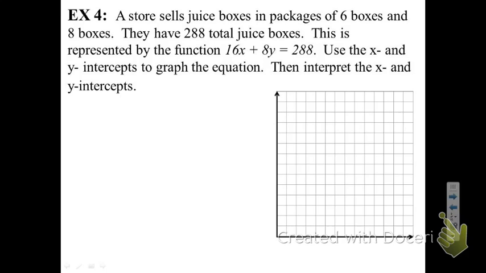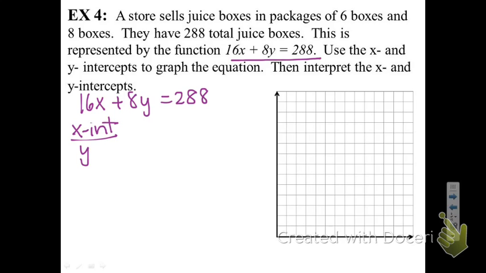Okay, this says a store sells juice boxes in packages of 6 and 8. They have 288 total juice boxes. This is represented by the function 16x plus 8y equals 288. So we're going to use this formula to find the x and the y-intercepts of the equation and then discuss what that means. So we have 16x plus 8y equals 288, and we're going to start by finding the x-intercept.